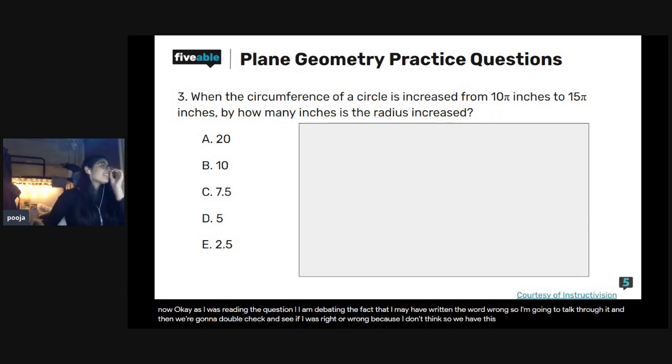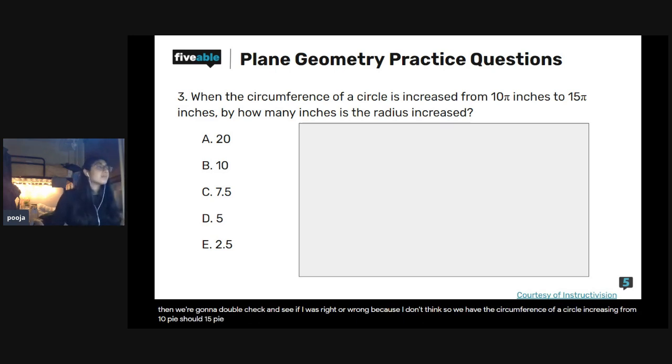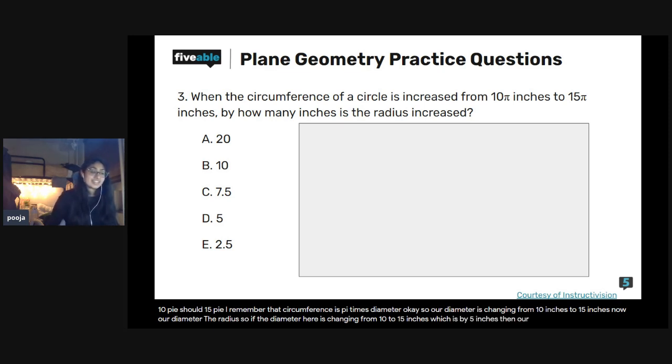So we have the circumference of a circle increasing from 10 pi to 15 pi. Now remember that circumference is pi times diameter. Okay? So our diameter is changing from 10 inches to 15 inches. Now our diameter is 2 times the radius. So if the diameter here is changing from 10 to 15 inches, which is by 5 inches, then our radius should change by 2.5. I did it wrong.